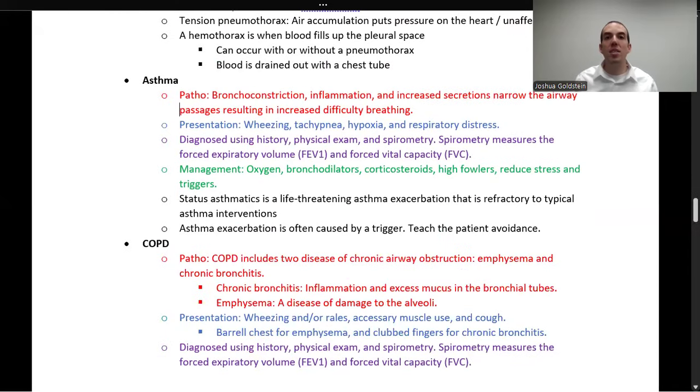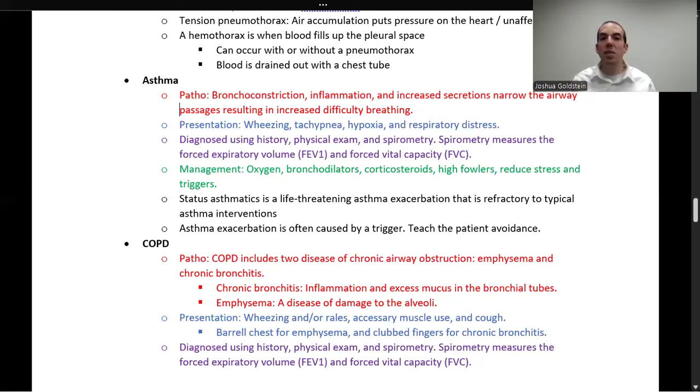It can cause death. So that is an accumulation of pressure on the heart or the unaffected lung. A hemothorax is when blood fills up the pleural space. We've been talking about pneumo, but I'm putting the two together. This can occur with or without a pneumo. That would be called a hemopneumothorax. And blood is always drained out with a chest tube, as opposed to a pneumothorax, where we can sometimes just poke a hole and let the air leak out and then seal it, and that problem is solved. Versus hemothorax, poking a hole doesn't usually work. Almost always that needs a chest tube.